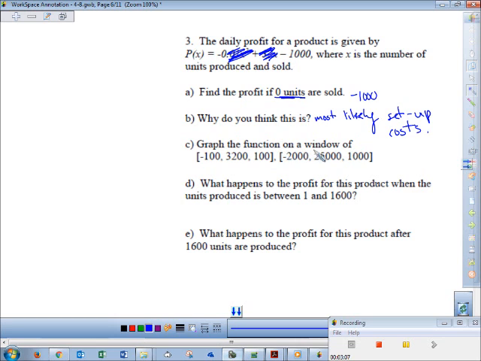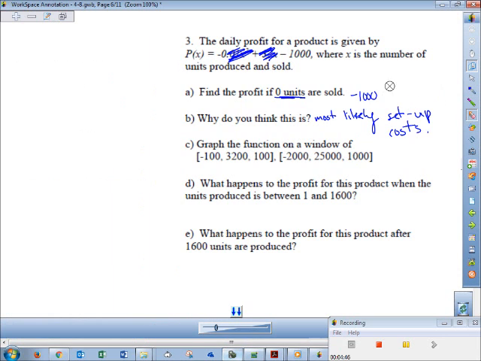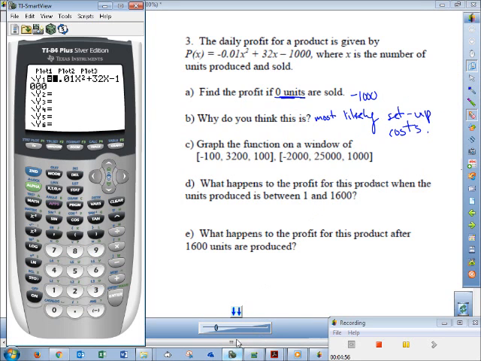Then they say graph this function on a window of this, which we've never seen before. So let's pull up the old calculator. And I went ahead and got that typed in already. I'll let you pause the video if you need to and get this equation typed in correctly.